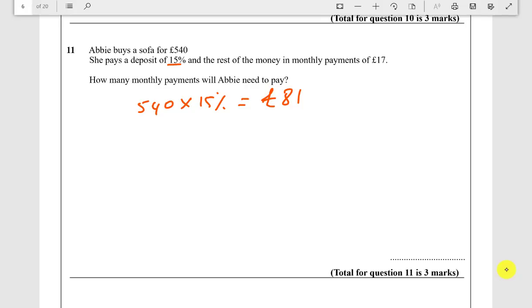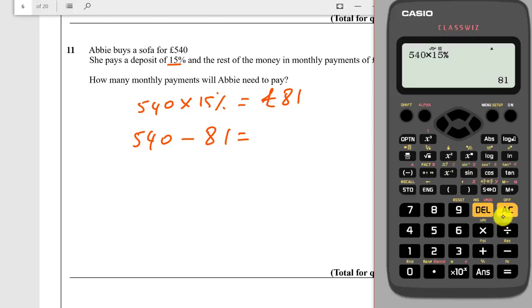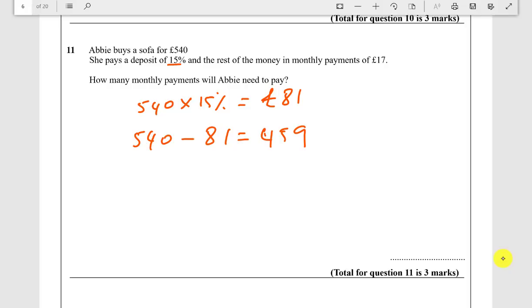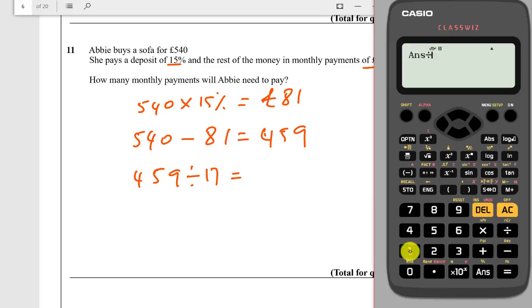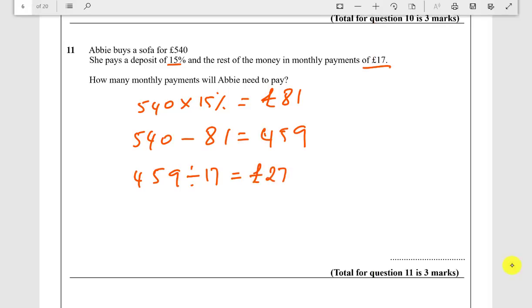That's £81. This is how much deposit she pays, so let's see how much she has left over. That'd be 540 minus £81, that gives us £459. So £459, and then £17 monthly payments. So I need to divide 459 by 17 to see how many monthly payments. So 459 already in the calculator, divided by 17. That gives an answer of 27. So 27 monthly payments.